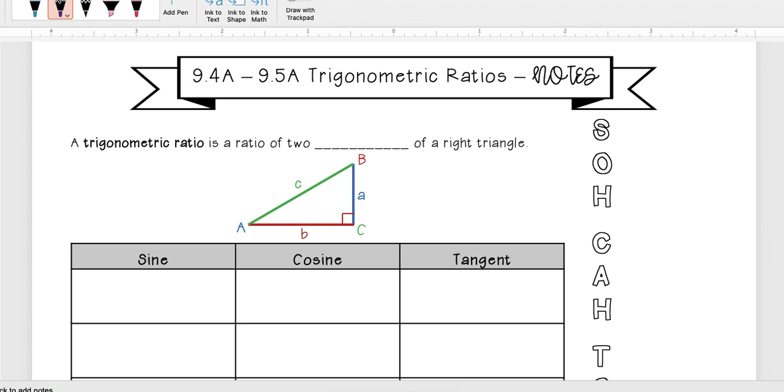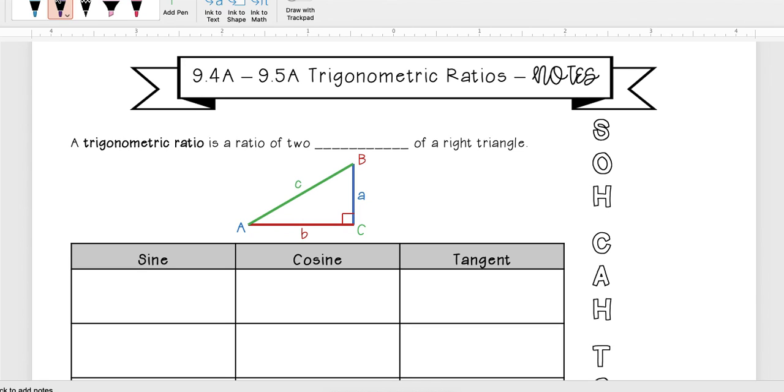Hello everyone. Today we are going to be learning a new topic for all of you, and that is called trig ratios. This is definitely, I think, my favorite unit in geometry, so I hope you all enjoy it as well. So first, what is a trig ratio?